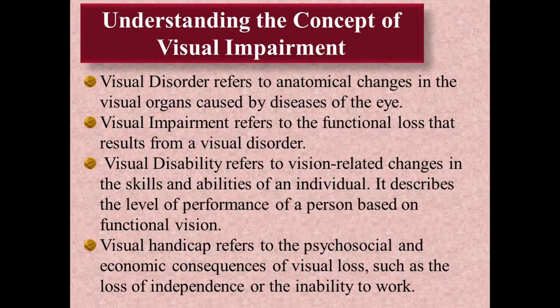Understanding the concept of visual impairment. Anatomical changes in the visual organ are caused by disease of the eye. Visual impairment refers to the functional loss that results from a visual disorder. Visual disability refers to vision-related changes in the skills and abilities of an individual. It describes the level of performance of a person based on functional vision. Visual handicap refers to the psychosocial and economic consequences of visual loss, such as loss of independence or inability to walk. So this is the concept of visual impairment.